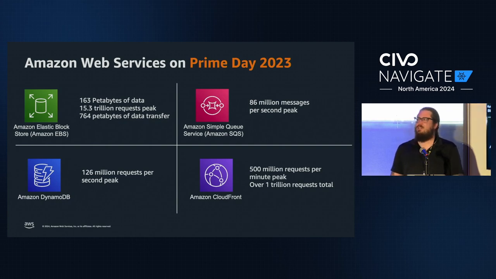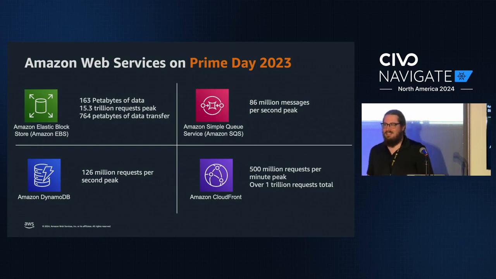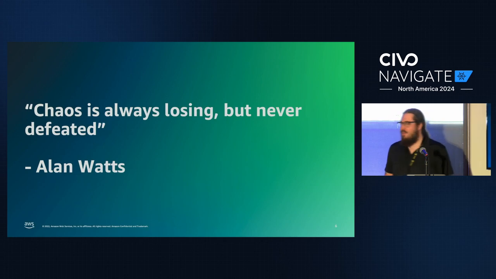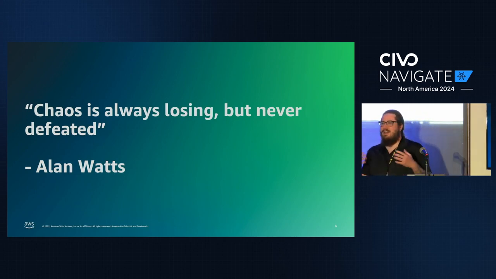So this is an incredible amount of scale that is being served by these systems inside Amazon Web Services in order to power a definitely non-trivial business built out of a lot of microservices. And it managed to stay online during this incredible burst of activity. So how is that possible? Well, it's from constantly fighting chaos.